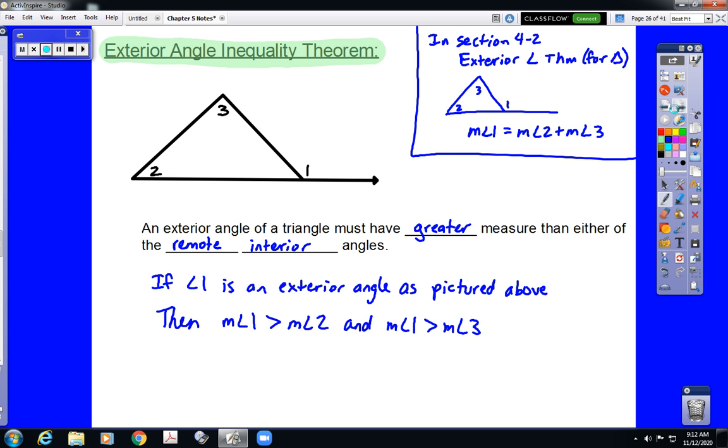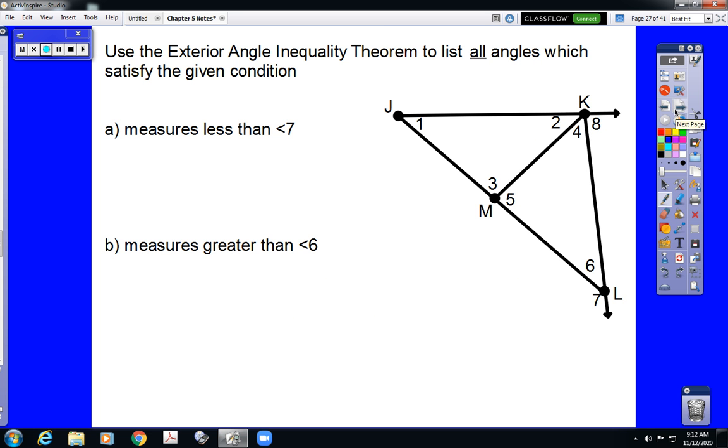So let's apply that. Here we have a picture with several triangles in it. We're going to do 2 of these, with a couple of exterior angles listed as well. We're supposed to use the exterior angle inequality theorem to list all angles which satisfy the given condition. Now we are going to stick only to angles that can be proven to have this condition based on that rule. There are some other rules we could apply that might get us a few more answers, but we're only looking for angles that satisfy these conditions based on this rule. That's the key. We're only using that rule.